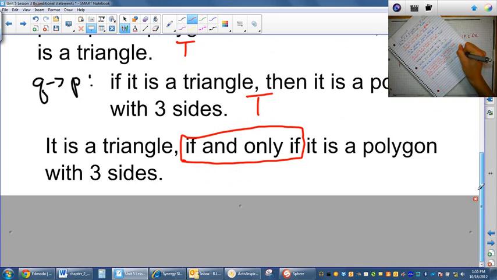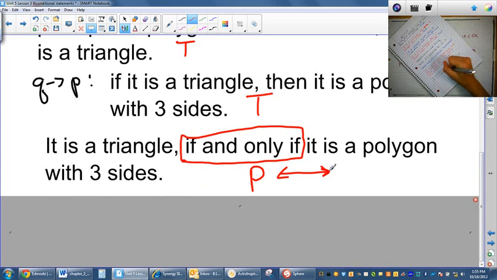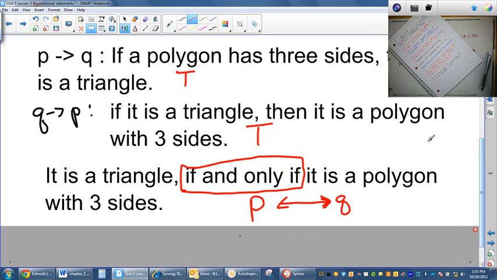Yes, the symbols for this look like this. We do a P, and we do a Q, with arrows on both sides. Where did that come from? Well, if we look back up here, we can see that it's if P then Q, if Q then P. So we just stick the arrows together, and they go the same way.